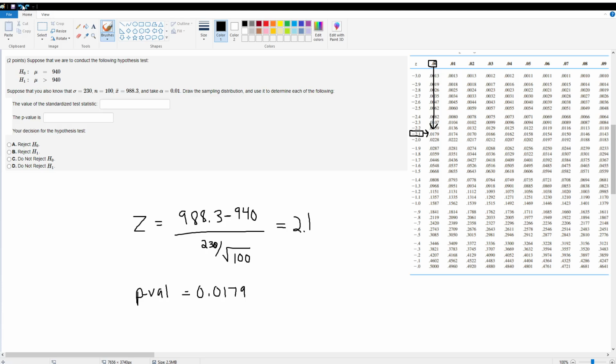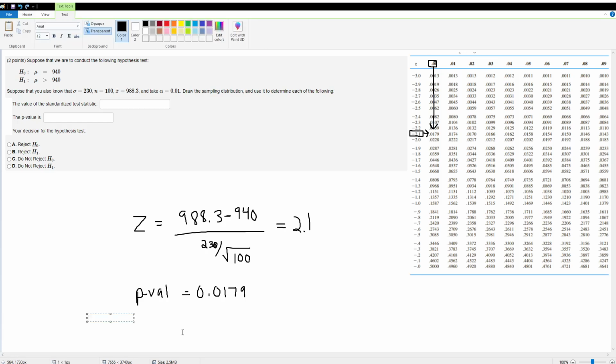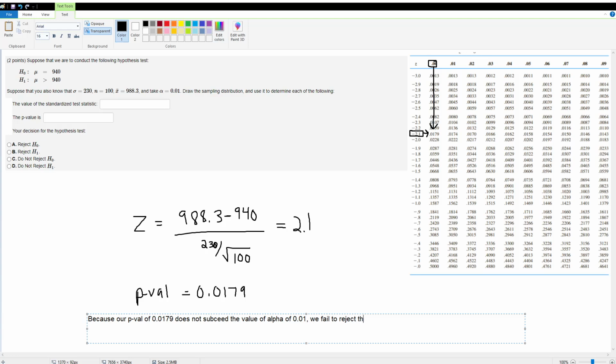only on one tail. As for our conclusion, to make this text a bit larger, because our p-value of 0.0179 does not succeed, which means fall below, the value of alpha of 0.01 from earlier in the problem up here, we fail to reject the null hypothesis that the mean is 940, the true mean rather.